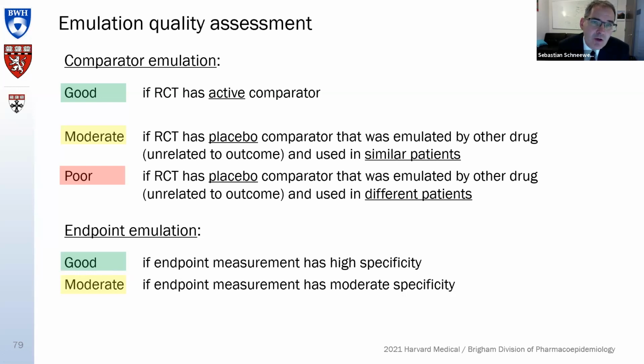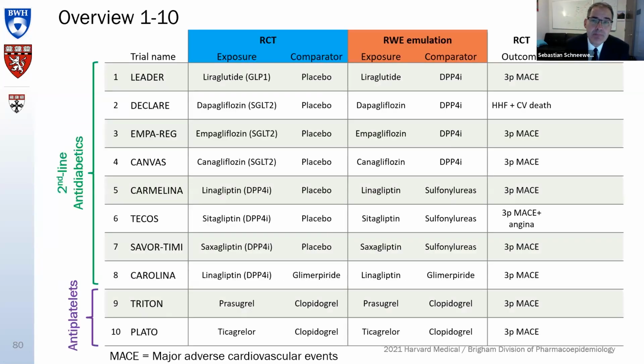We looked at the quality of the emulation, which is critical, the quality of the comparator emulation. We usually judge them to be good if there was an active comparator in the trial, moderate to poor if it was a placebo comparator. And we had to find alternatives to that. The endpoint emulation, good or moderate, depends on whether the endpoint could be identified with high specificity. Now with that, I dive into the findings.